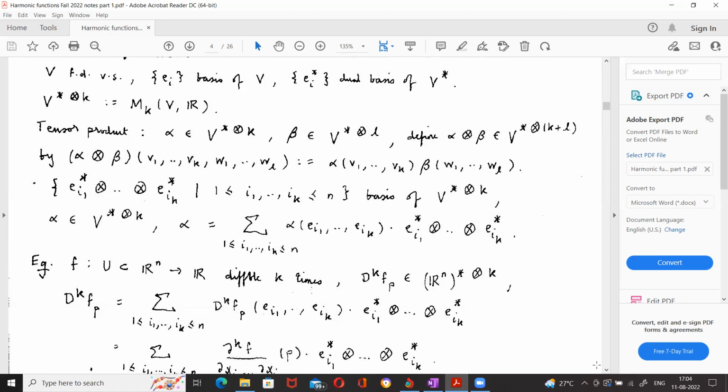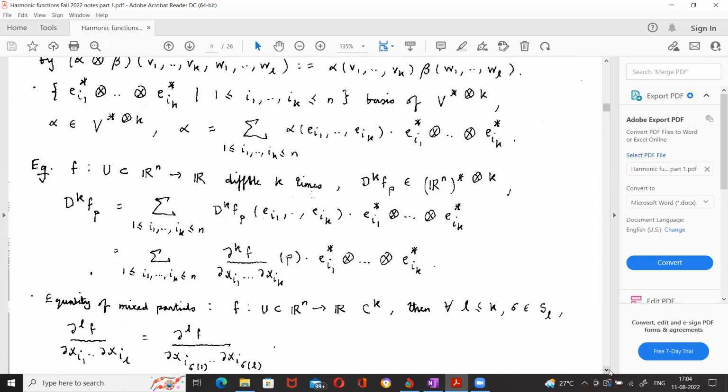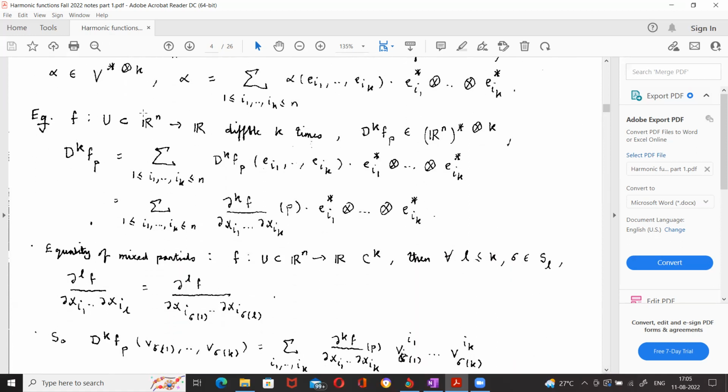Now we want to apply this to the kth derivative of a k times differentiable map from R^n to R. In this case, d^k f at p is a k multilinear function on R^n. So it's an element of R^n star tensor k.